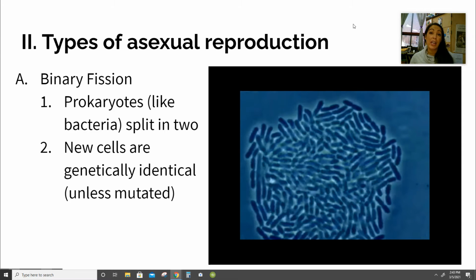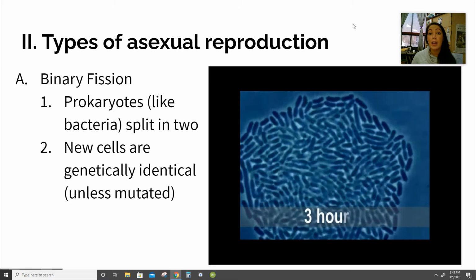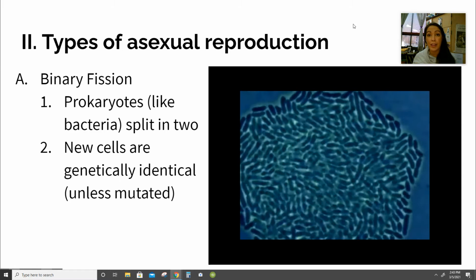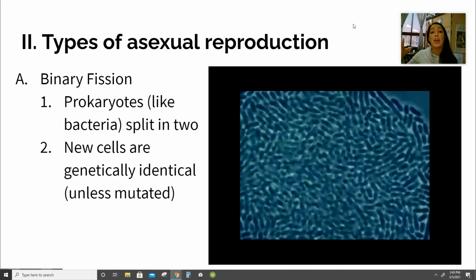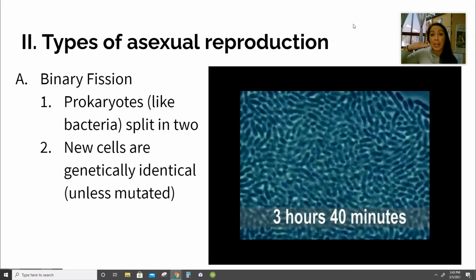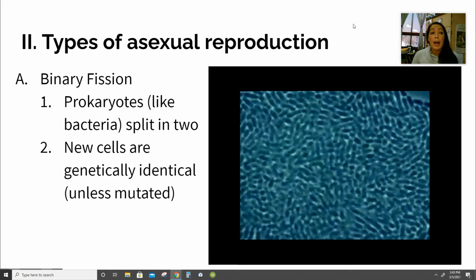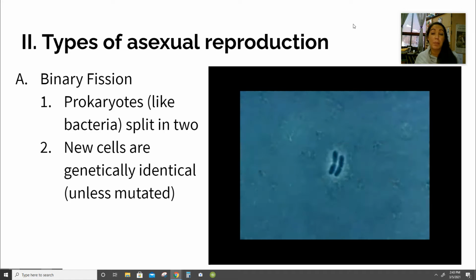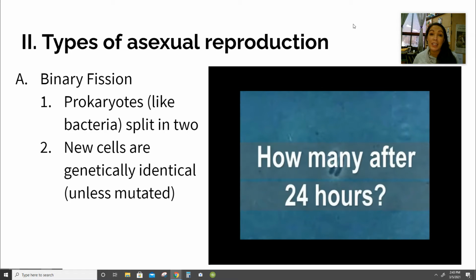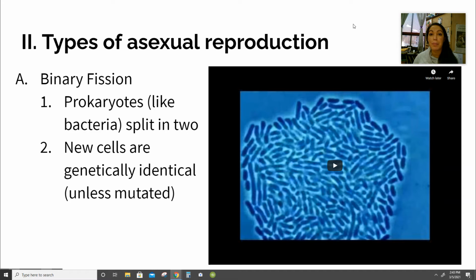This is how bacteria can get everywhere in a very short amount of time, because they don't need to go through that long interphase stage and then prophase, metaphase, anaphase, telophase. They can simply copy their DNA and split in half, copy the DNA and split in half. That's what binary fission is. Again, the new cells are genetically identical to the parent cell, but one bacterium can reproduce over and over again by itself without needing a partner. This type of asexual reproduction is for prokaryotes, which are very simple single-celled organisms like bacteria.